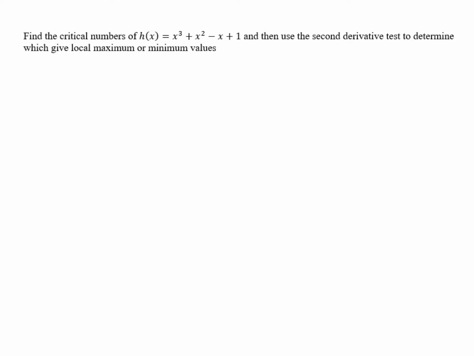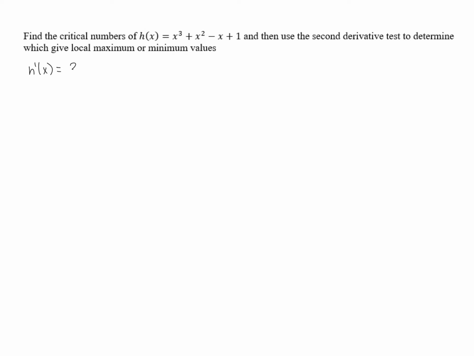Find the critical numbers of h of x equals x cubed plus x squared minus x plus 1, and then use the second derivative test to determine which give local maximum or minimum values. So to find the critical numbers, we need the first derivative.